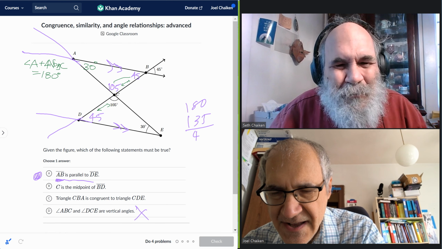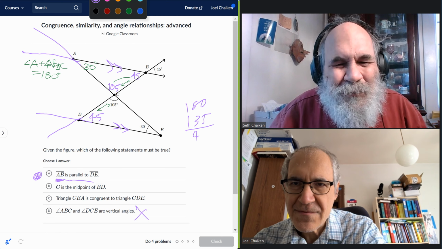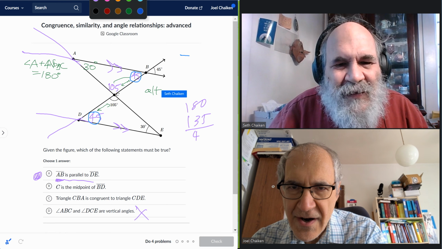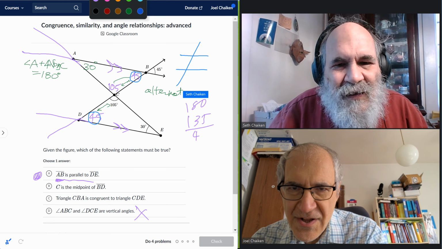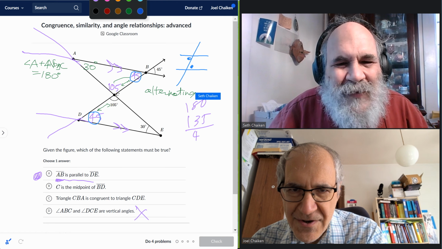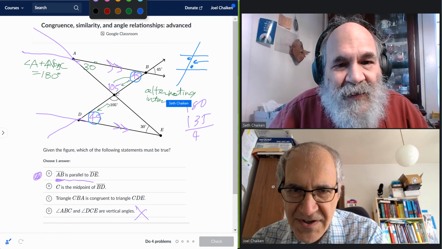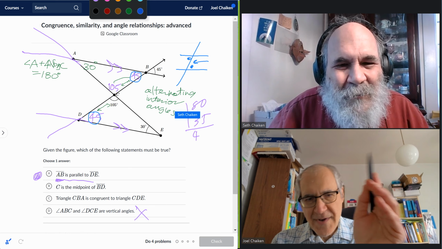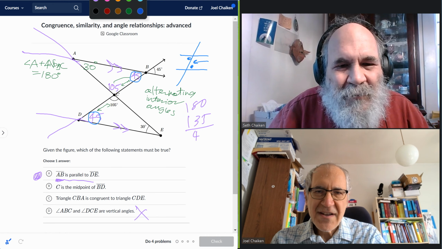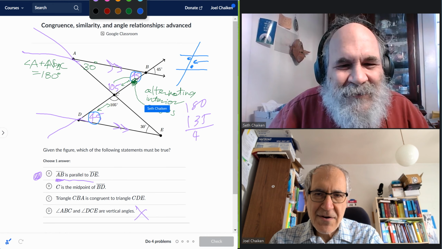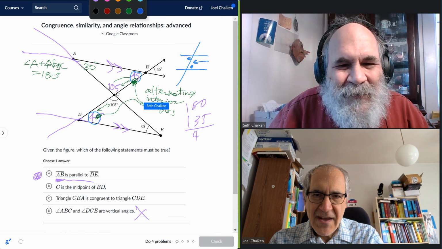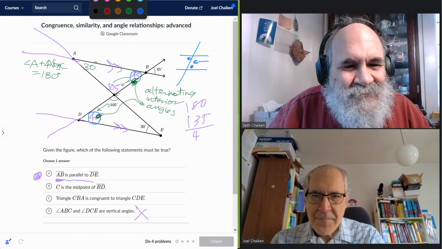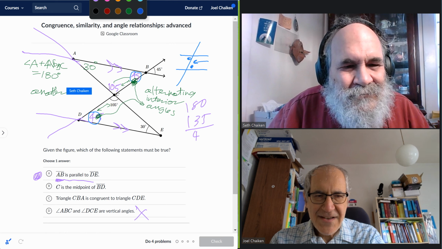And you can say yes, they are, because those alternate interior angles, this angle and this angle, are equal. When you have parallel lines, if these two angles are equal, these are called alternate interior angles. Then the two lines cut by that transversal are parallel. So one can conclude that the two lines are parallel. So I think that's it, right?